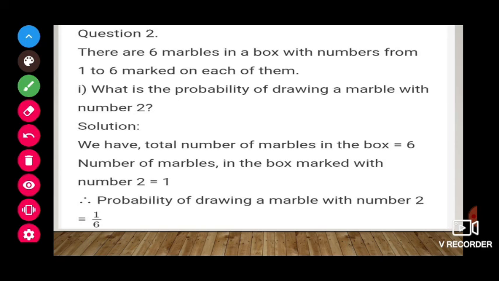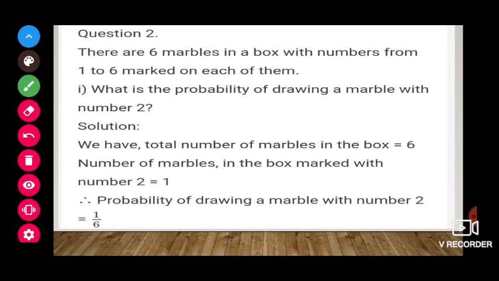Next, question number 2. There are 6 marbles in a box with numbers from 1 to 6 marked on them. What is the probability of drawing a marble with number 2? Children, in one box there are 6 marbles, each numbered from 1 to 6, like the first marble 1 and the second marble 2. Now if I pick one marble, what is the probability of getting 2? I may pick 1, 2, 3, 4, 5, or 6.